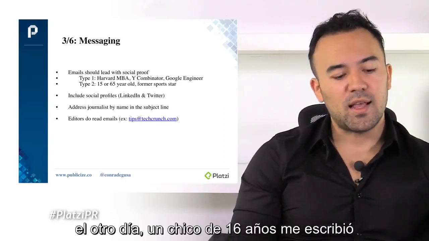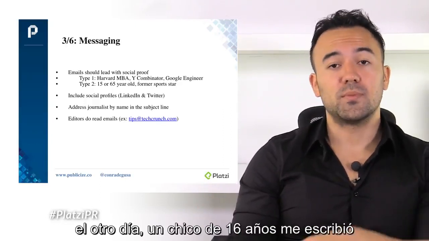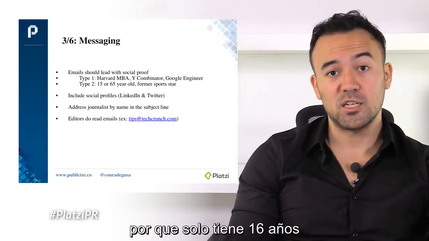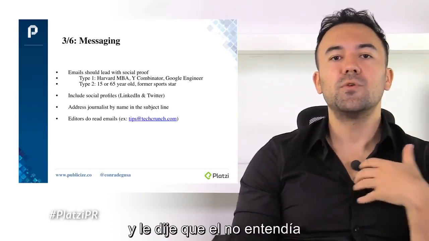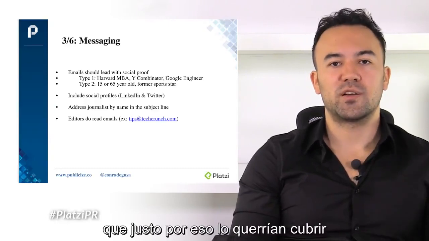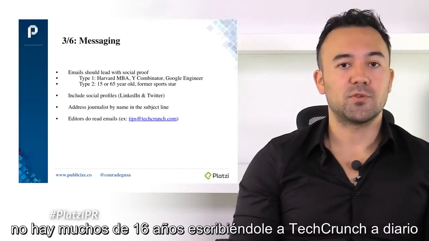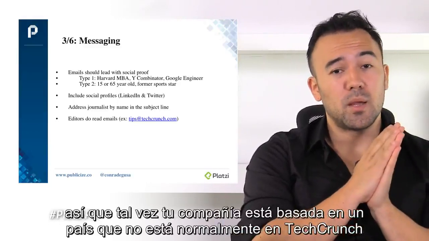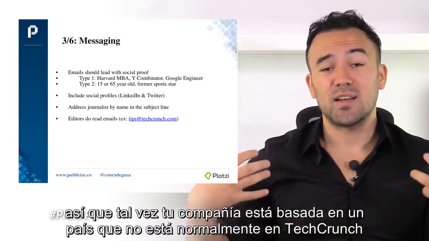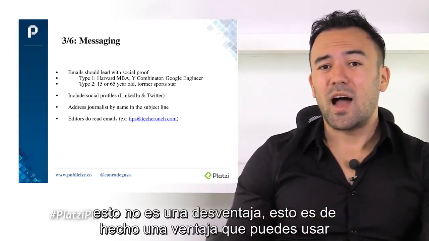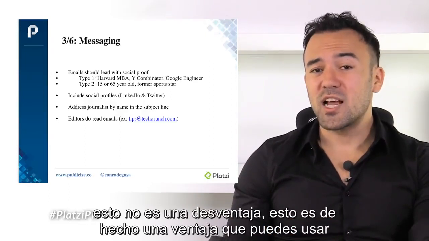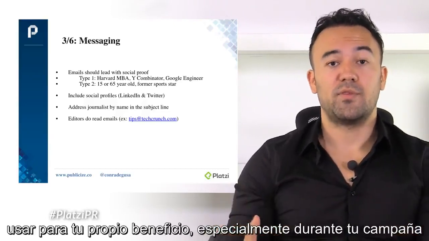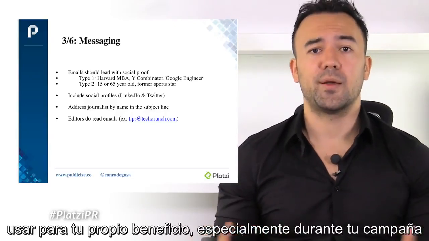So the other day, a 16-year-old wrote me, and he said, TechCrunch would never want to cover my company. I'm only 16 years old. And I said, you don't understand. That's why they would want to cover you. There are not many 16-year-olds writing TechCrunch every day. So maybe your company is based out of a country that isn't normally on TechCrunch. This isn't a disadvantage. This is actually an advantage that you can use to your own benefit, especially for your crowdfunding campaign.